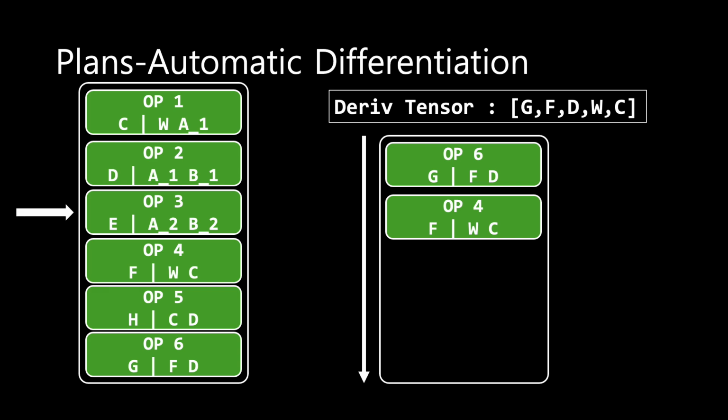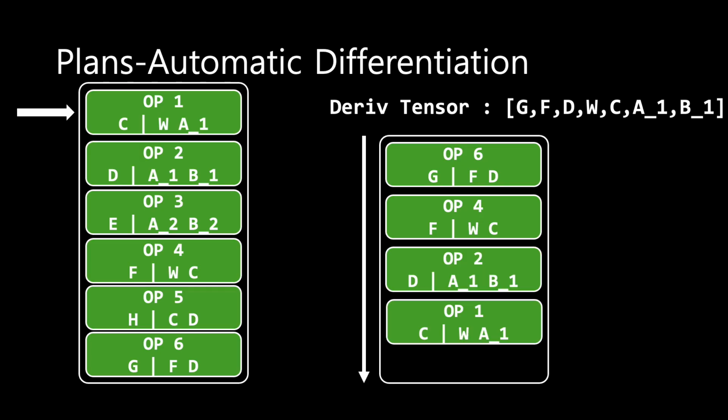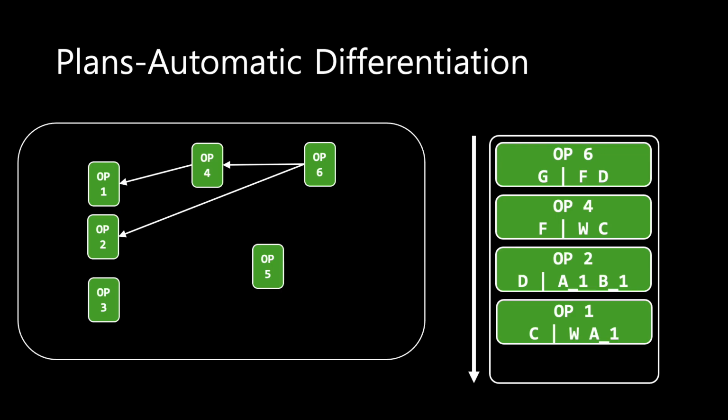And we go on to OP3. The upstream gradient of OP3, which is E, is not included in the deriv tensor list, so we go on. And this goes on until we reach operation 1. And it seems it's working great.